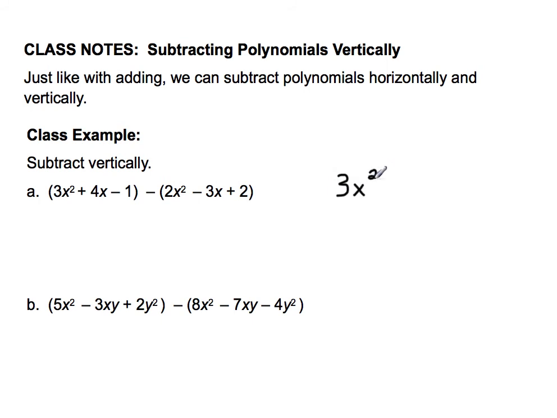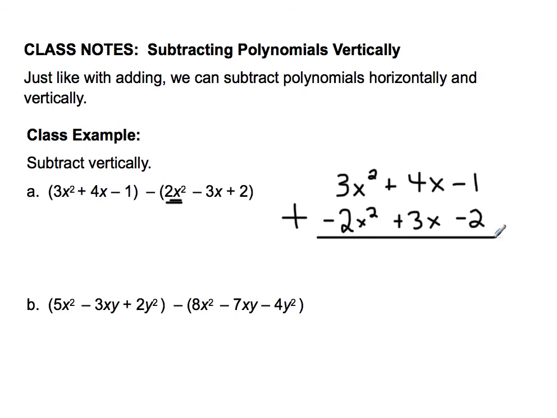So when I rewrite, I'm going to write my 3x squared, my 4x, and minus 1. I'm already going to change this to an addition when I do it vertically. I'm going to add its opposites. So I'm going to add a negative 2x squared, a positive 3x, and a negative 2, because that's its opposite. So when you do it vertically, you're lining up your like terms, but already change it to an addition statement.